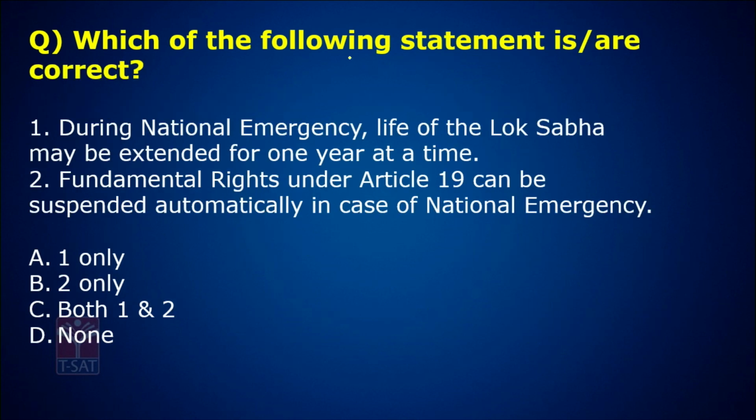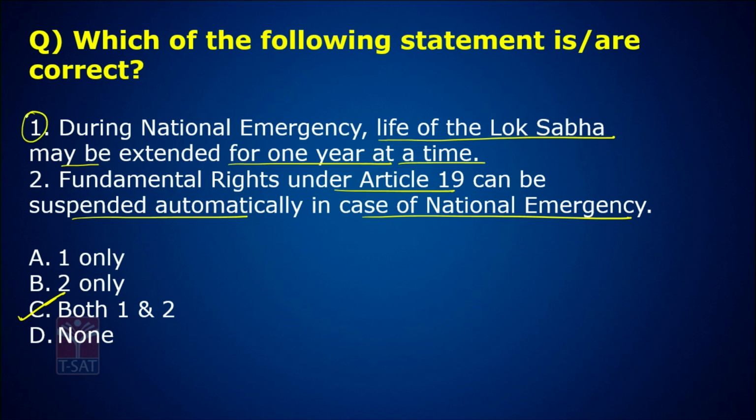Which of the following statements is or are correct? Okay. Try to understand this. During national emergency, the life of the Lok Sabha may be extended for 1 year at a time. Fundamental rights under Article 19 can be suspended automatically in case of national emergency. Both the statements are correct. Now look at the screen. Look at the first one.